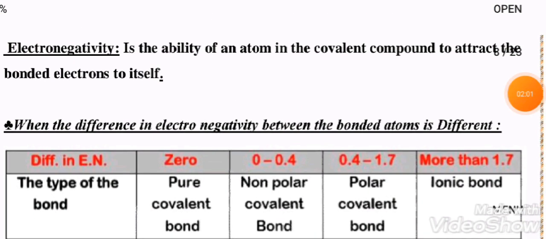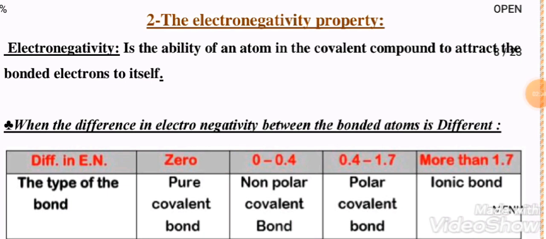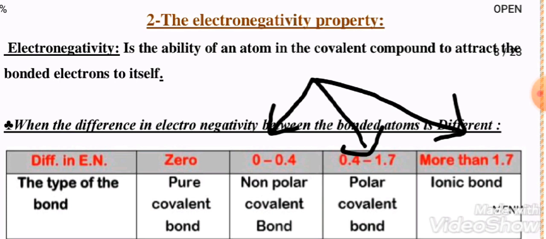Okay, one more time, we'll talk about electronegativity. What is electronegativity? It is the ability of the atom in a covalent compound to attract the bonding electrons toward itself. Okay, so we have three different numbers that can show the different kinds of compounds.